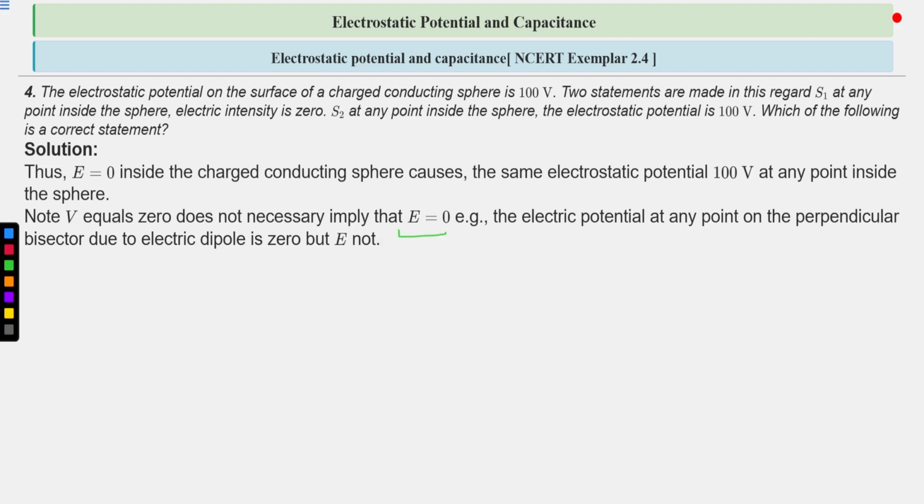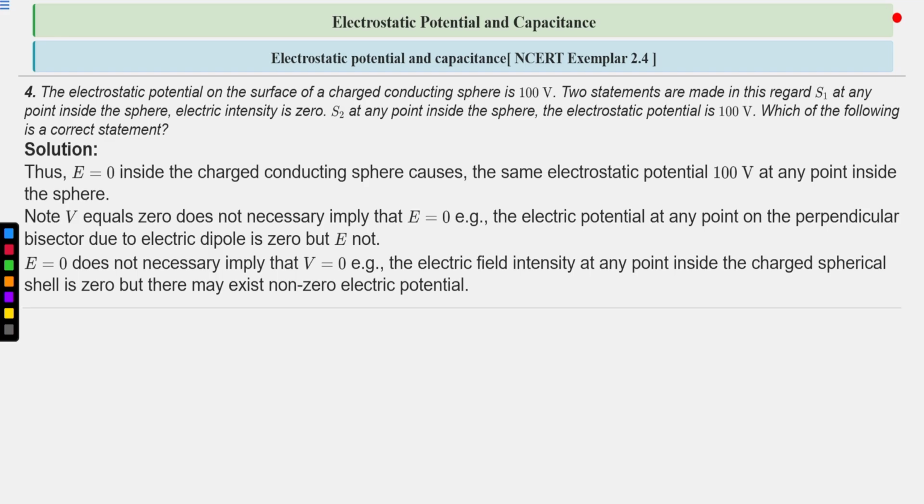For example, the electric potential at any point on the perpendicular bisector. In the case of a dipole, we know that at the midpoint of the dipole and perpendicular to the dipole, there is a plane called equipotential surface, where potential due to both charges of the dipole is 0. So potential is 0 on this plane. The electric potential at any point on the perpendicular bisector due to the electric dipole is 0, but electric field at that point is not 0. It has some value on the equatorial line or equatorial plane, but potential on the equatorial plane is 0 due to dipole. So it is not necessary that E should be 0 if V is 0 somewhere.